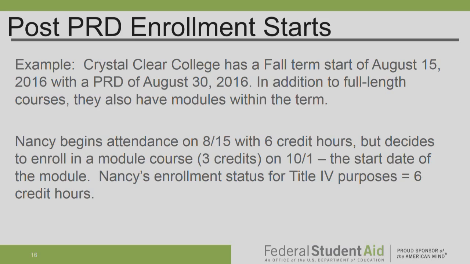See, because she decides to enroll in a 3-module course on 10-1, I don't care, because she was already enrolled way back then prior to the PRD, so I don't get to add that. So in this case, I'm going to use the Pell recalculation date, and so she's still going to be 6 credit hours. Do you see that? Good.